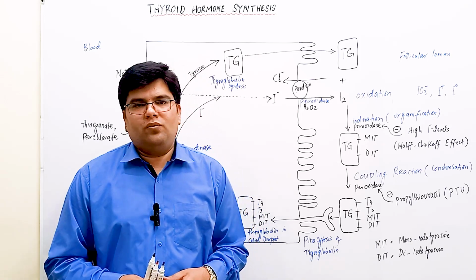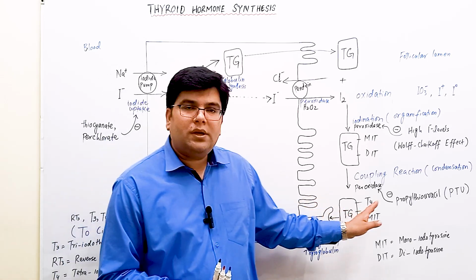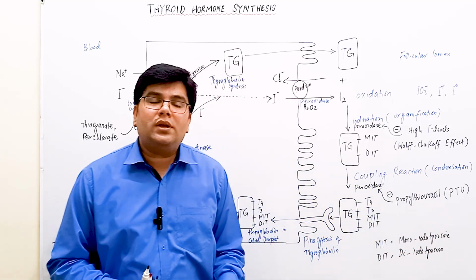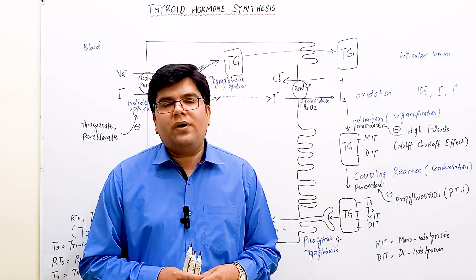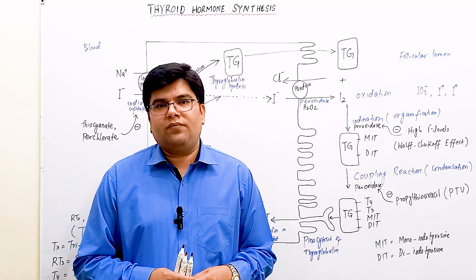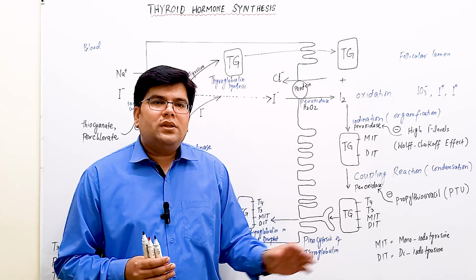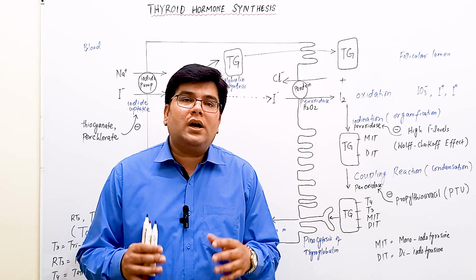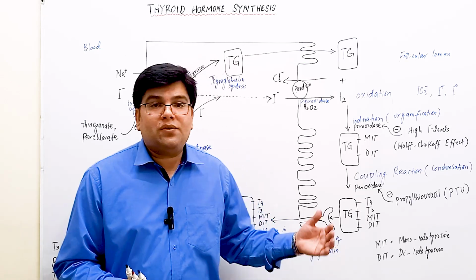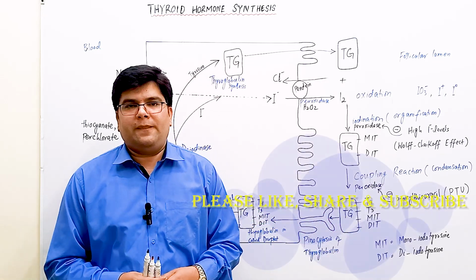T3 and T4 hormones are stored in the thyroid follicular lumen, and the quantity is enough for up to 2 to 3 months. This is why when there is iodine deficiency in our body, the deficiency of thyroid hormones will not occur quickly within days. Rather, it will take some months to develop.